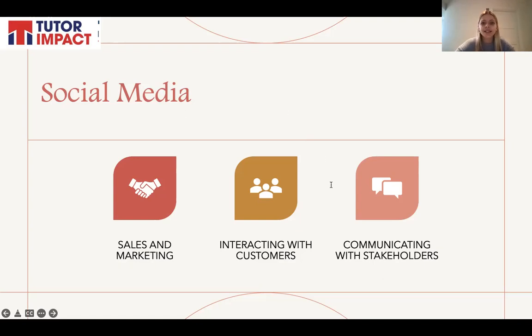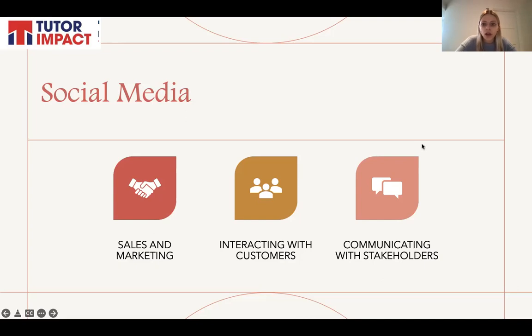But the only downside is these interactions need to be handled carefully because inaccurate and inappropriate responses can be shared quickly and easily, and this could create bad publicity. So although social media allows for good interactions to take place, you need to be careful that bad interactions don't get posted, because this could lead to bad publicity, especially seeing as the exposure that these channels have.